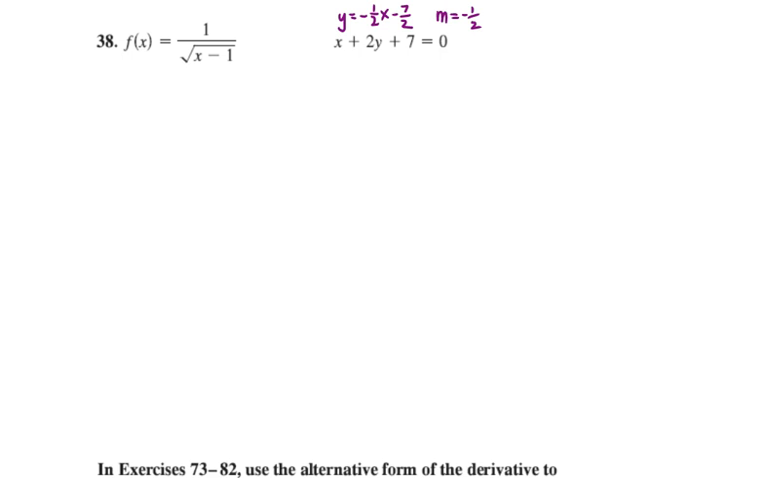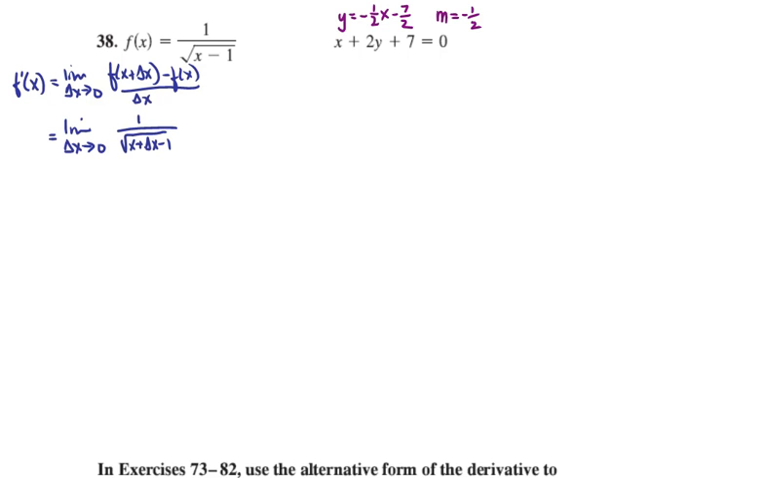So that means we need to find the place on the curve of 1 over square root of x minus 1 where the derivative is negative 1/2, because that is the slope of the tangent to the curve at that point. And then we'll find the equation of that tangent line. And so we start with the limit definition of the derivative, and we substitute in the original function x plus delta x wherever we see x.